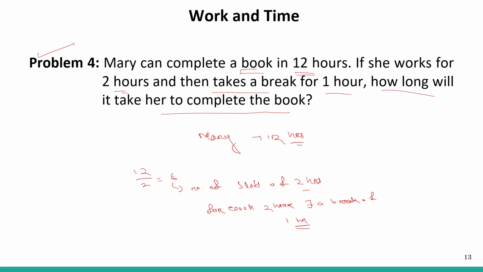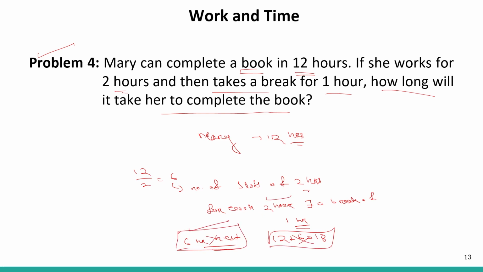So basically for 6 slots, how much time will she take as rest? For each 2-hour slot she will take 1 hour as rest. So for 6 slots, 6 hours of rest, right? This is what you must have been thinking. So you will say that the total number of hours she will need is 12 plus 6 is equal to 18, but this will be wrong. Okay, so how is this wrong?